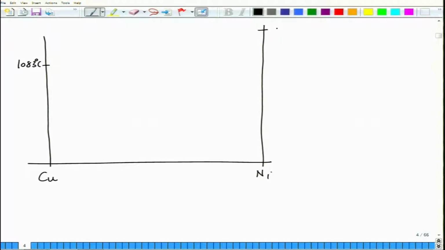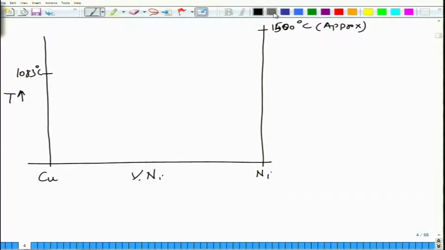It's about 1450 degrees centigrade roughly, or maybe nearly 1500 degrees centigrade. So the phase diagram is, let me just draw this a little further down. Let's say this is 1083 degrees centigrade. This is temperature, this is percentage nickel.